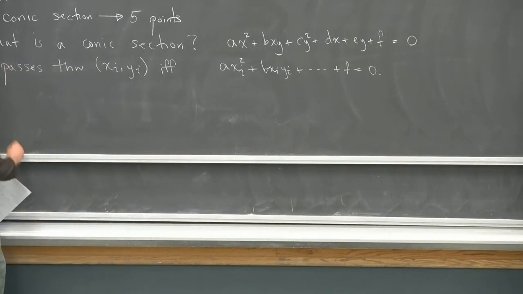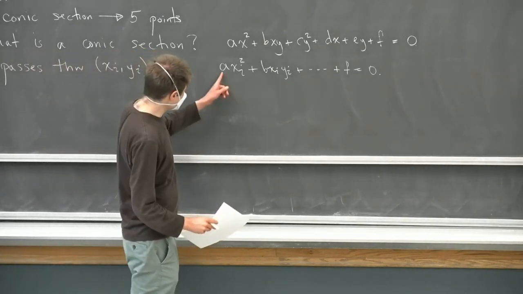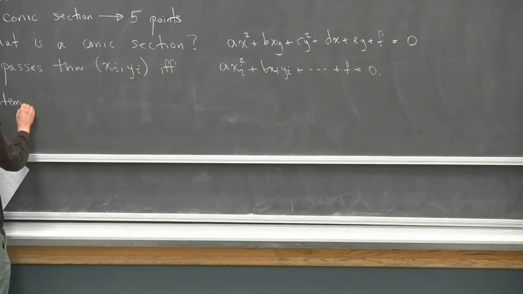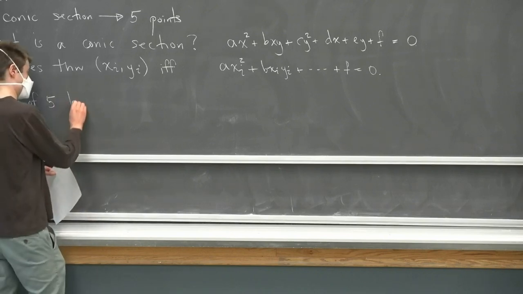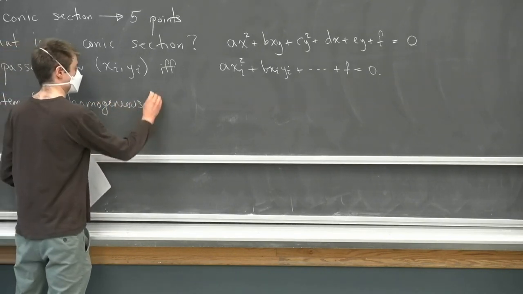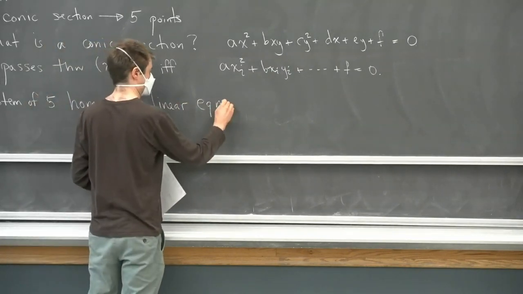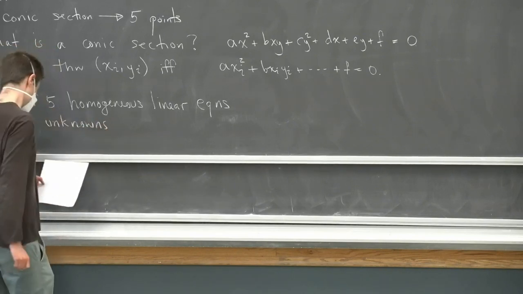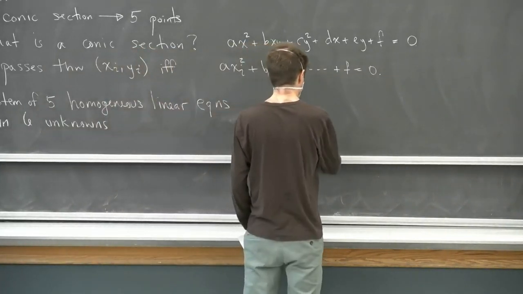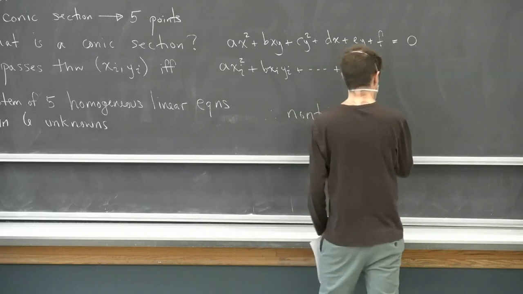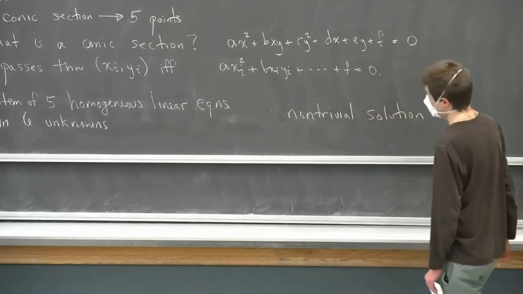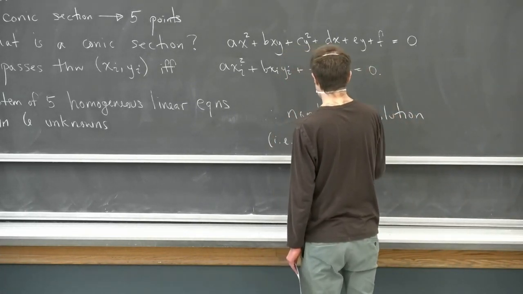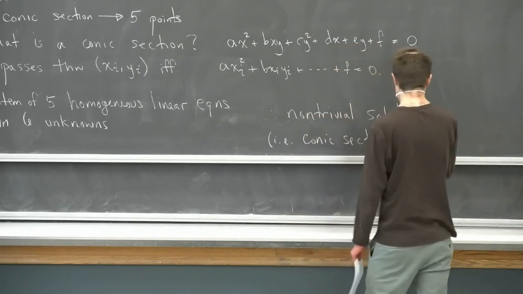And now you see, if you give me xi and yi, and you're asking for the values of a, b, c, d, e, f, this is a system of 5 homogeneous linear equations in 6 unknowns. And therefore it has a non-trivial solution, i.e. there is a conic section through these 5 points.